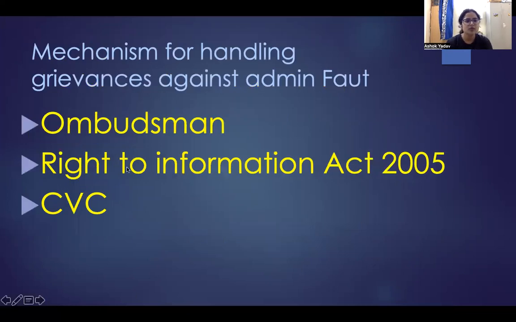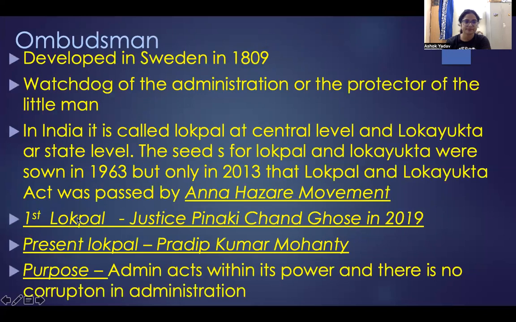Now let's read about the mechanism for handling the grievances against administrative fault. Under this, we'll be covering three things. The first one is Ombudsman. The second one is Right to Information Act 2005. And the third one is CVC. So let's start with Ombudsman.